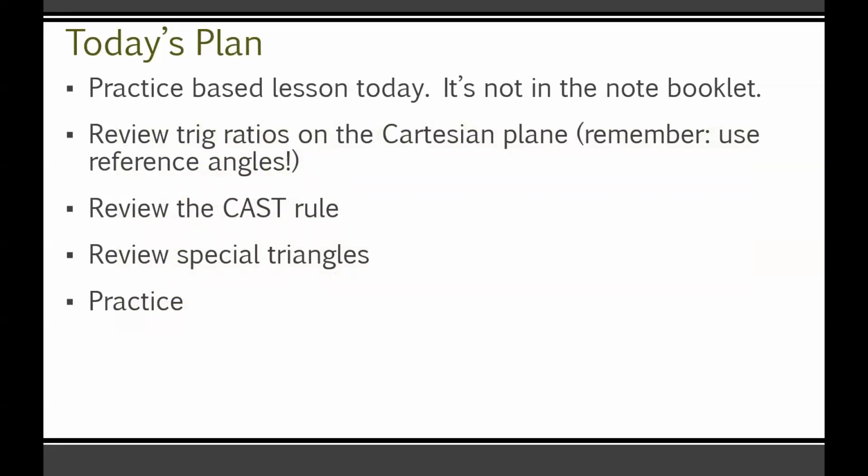We're going to start by reviewing trig ratios on the Cartesian plane. Remember, we use reference angles to do that. A reference angle is just an angle measurement above or below the nearest x-axis. We'll review the CAST rule, which, in case you've forgotten, basically tells you whether you're positive or negative in certain quadrants, whether you're using sine, cosine, or tan. Then we'll review special triangles, which was its own really weird thing.